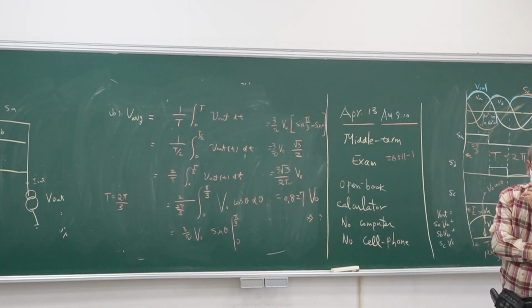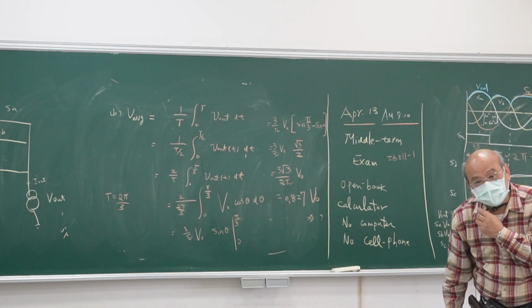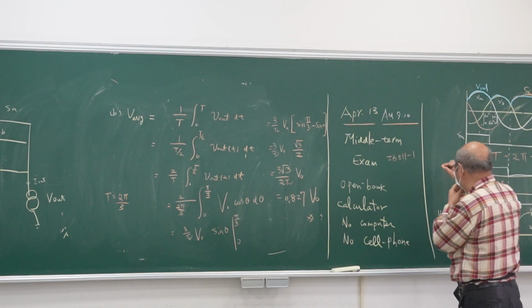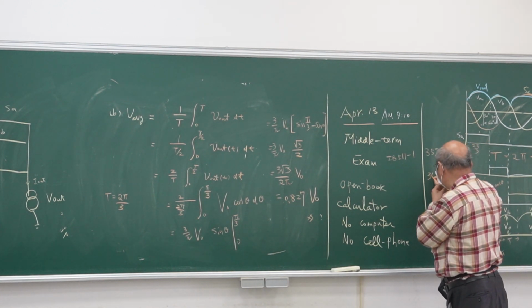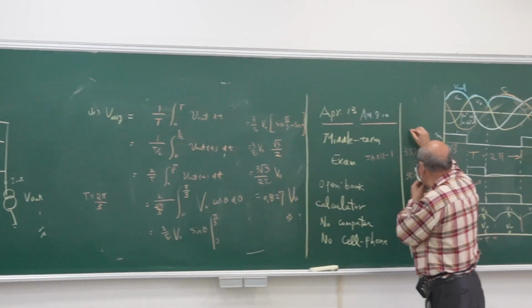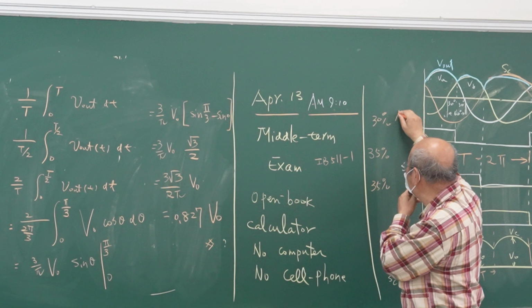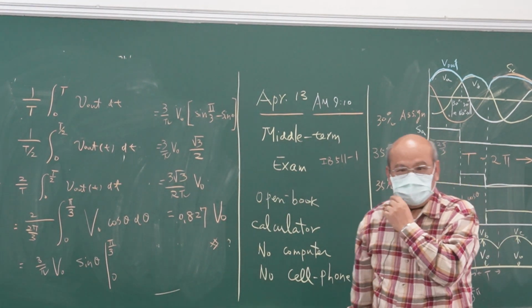How many questions do we have to attempt in the midterm? As far as I remember, the midterm is 35, the final exam is 35, and the assignment is 30. How many questions? I think 5 questions. Okay?